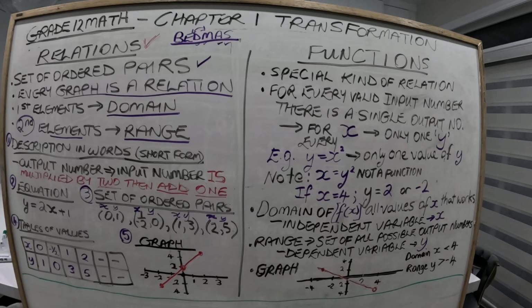And another way of expressing the relations is in the table of values. So if you notice, everything I have here, I have it in this table.